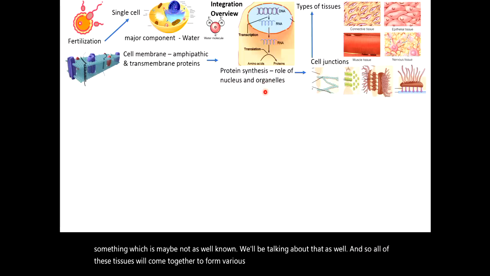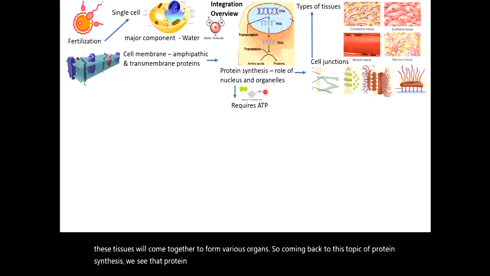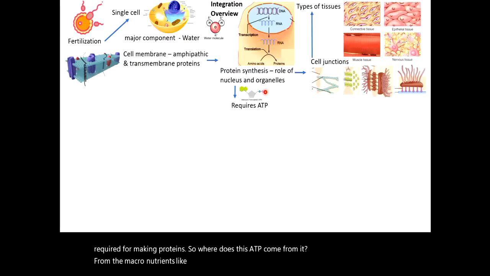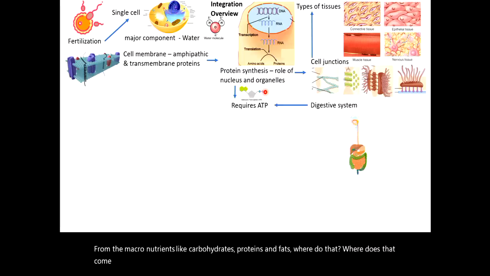So coming back to this topic of protein synthesis, we see that protein synthesis is expensive, and so it needs ATP. ATP is required for making proteins. So where does this ATP come from? It comes from the macronutrients like carbohydrates, proteins, and fats. Where does that come from? It comes from the meals we eat. So the digestive system is going to provide the substrate required for making ATP.